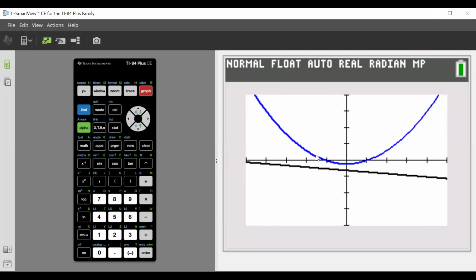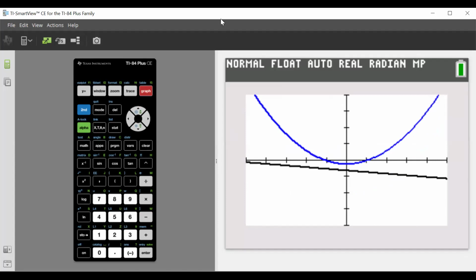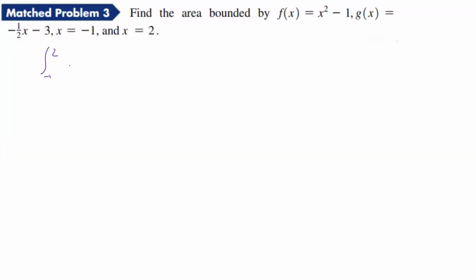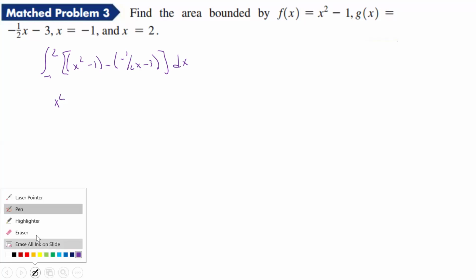So it always looks like the x squared is on top, the line is on the bottom, so that makes it pretty easy to do. So we're just going to go from -1 to 2, and we're taking x squared minus 1 minus a minus 1/2 x minus 3 and then dx. All right, so as we go across here, that becomes a plus, plus, plus. So it's all going to be plus on this side. And I'm just going to individually do each piece as I go down. So x squared is not going to be x squared anymore. It's going to be x cubed.